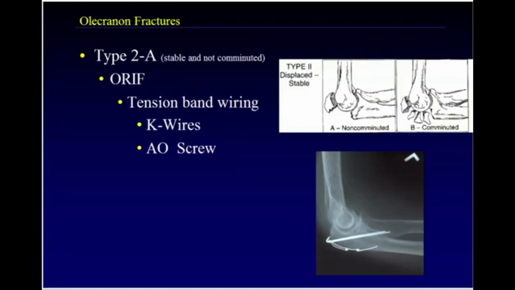These fractures typically are quite stable and will do very well with conventional tension band wiring technique for surgical fixation. You can use K-wires, as is shown here, plus your tension band wire. You can use an intramedullary screw, which is the technique that I prefer to use. Either one of those techniques will work quite well for these stable fractures.